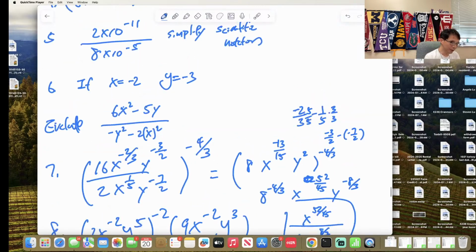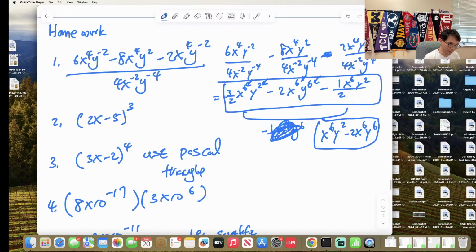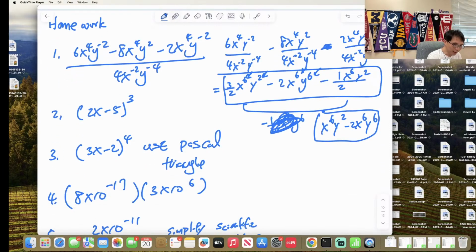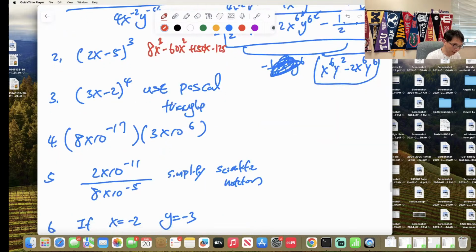Other questions? Okay, so let me get some answers. We already have an answer for the first one. Can somebody tell me an answer for the second one? 60x squared. 60x squared? Yes. Plus 150x. Minus 125. And we already have the answer for this one.